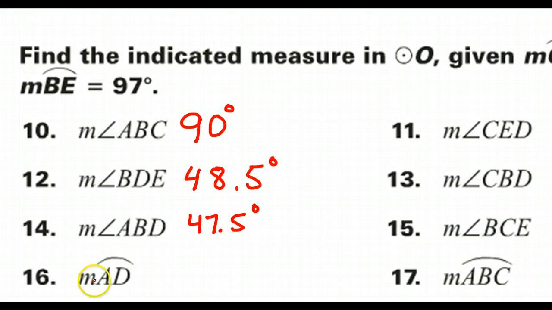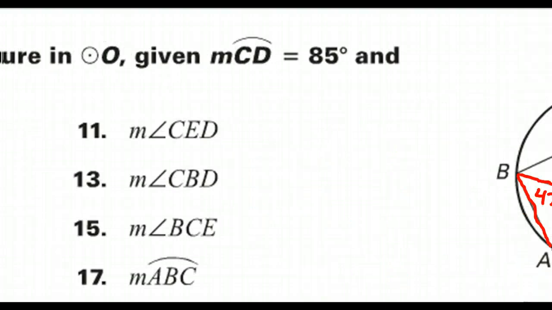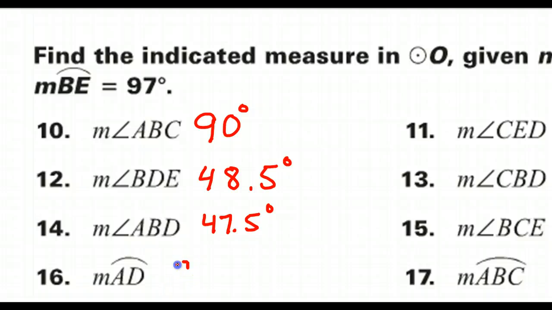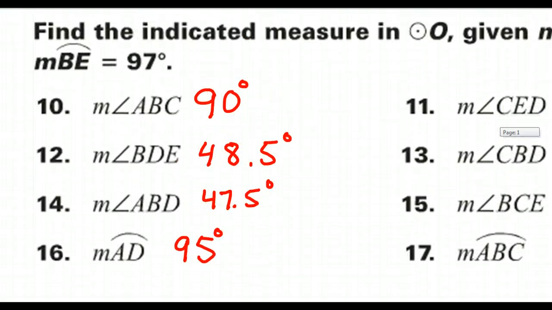Okay, next we have arc AD. Wait a minute. We just found arc AD as part of solving for the last problem. So arc AD is 95 degrees. We already figured that out. So let's just write that down. 95 degrees. Okay, I think that's it for this group.